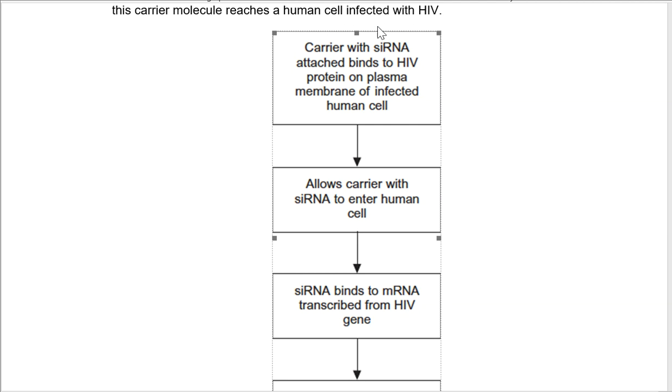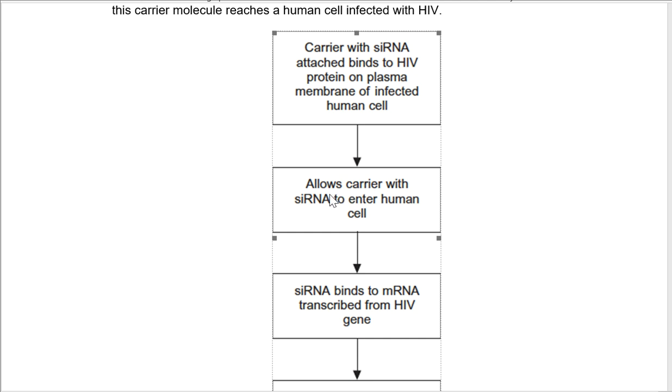Once I have read and analyzed this, I have to understand this flowchart. So, carrier with siRNA. This is my siRNA with the carrier molecule. Now it's inside the body. Once it's inside the body, it binds to the HIV protein on the plasma membrane of the infected human cell. I can summarize that by saying this carrier molecule with this siRNA binds to the APC cell, antigen presenting cell, of the HIV.